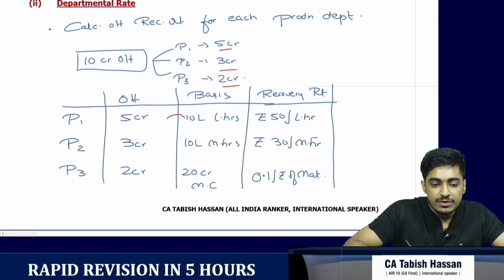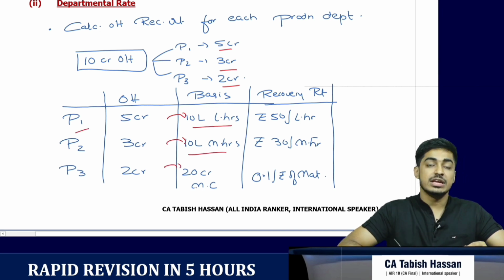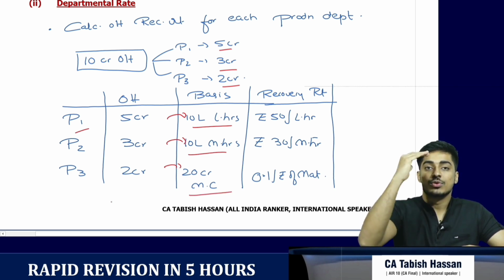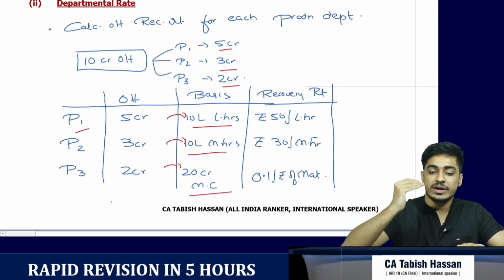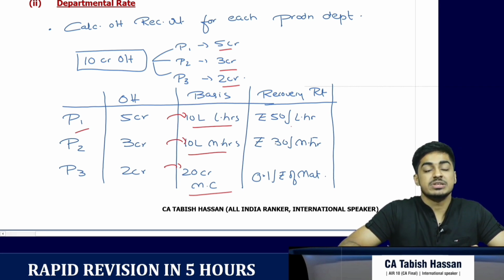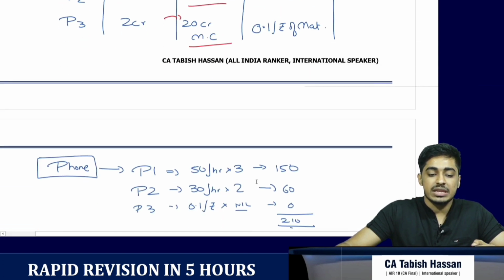And for every department, we have to link it with the suitable basis. Say for example, for P1, we are linking it with labor hours. Okay, for P2, we are linking it with machine hours. And for P3, we are linking it with machine cost. Okay, so for every department, overhead divided by basis, we get the recovery rate. So say we got 50 per labor hour in production department 1, 30 per machine hour in department 2, and 0.1 per rupee of material in department 3.